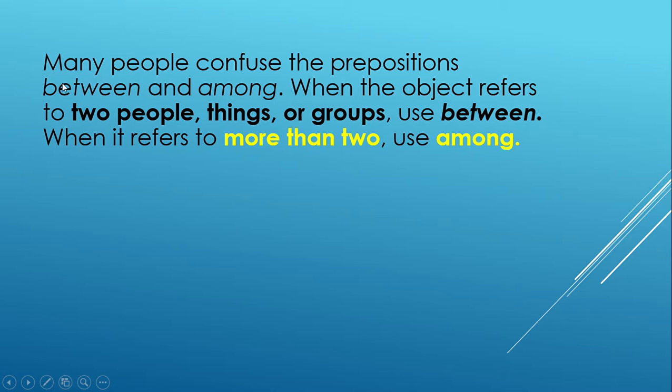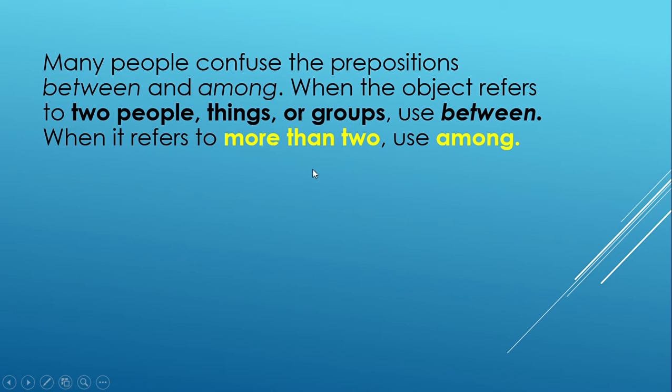So with the prepositions, many people confuse between and among. When the object refers to two people, things, or groups, use between. When it refers to more than two, use among. Okay, so think two is for between, among is for more than two.